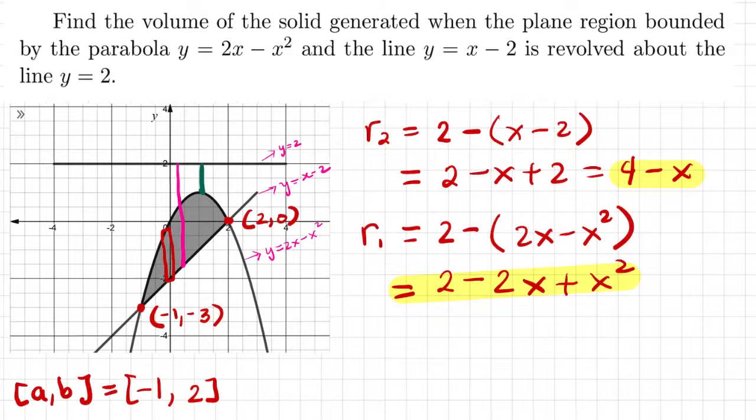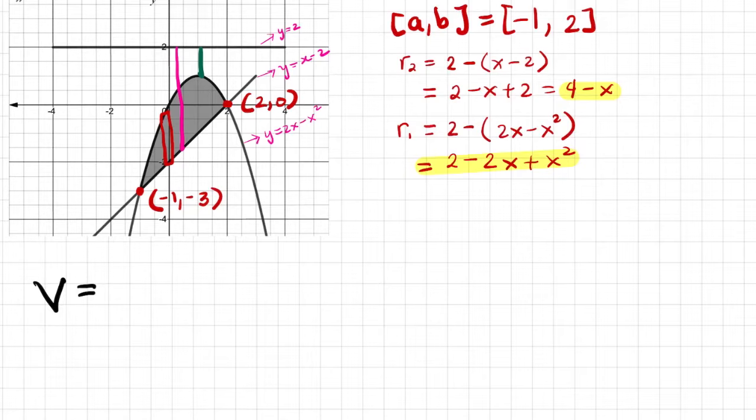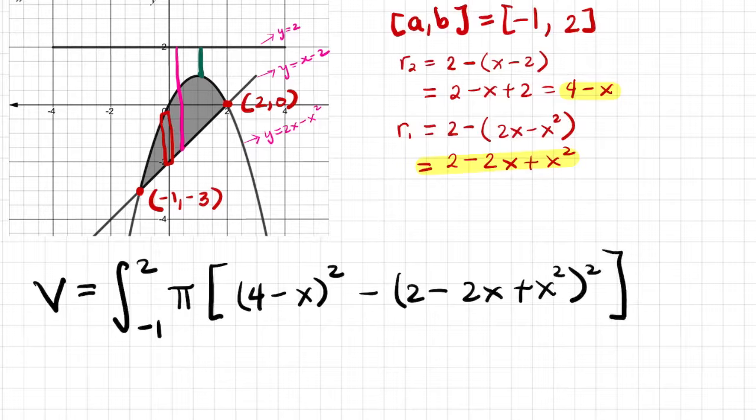So we can now set up the volume of the solid using washers. Okay. Right. So the volume now is equal to the definite integral from negative 1 to 2 of pi of the quantity R2. So R2 is 4 minus x quantity squared minus R1, which is 2 minus 2x plus x squared quantity squared. And since we are using vertical rectangles, this must be dx.